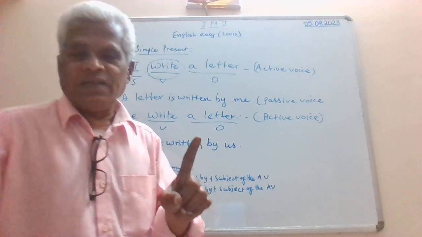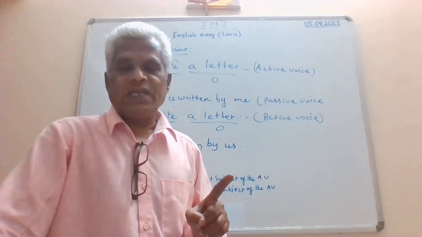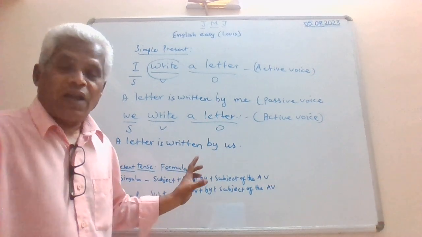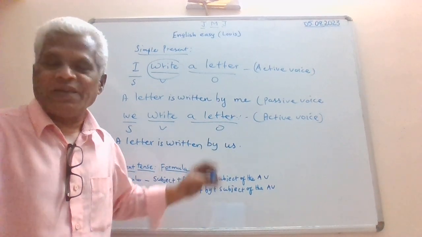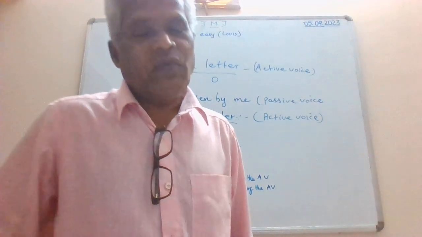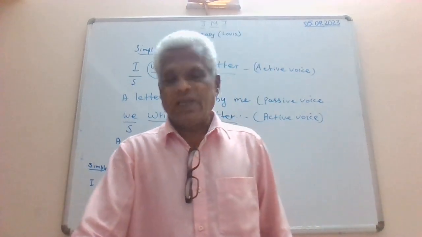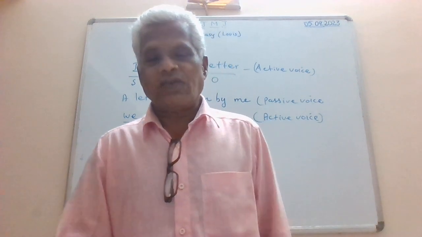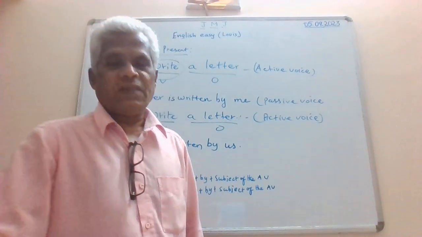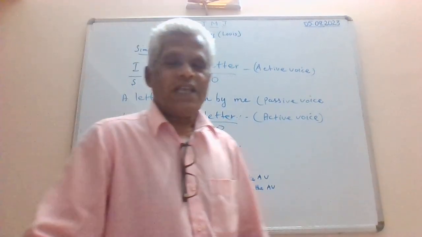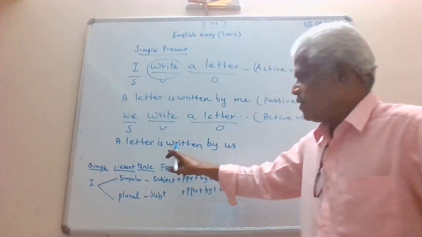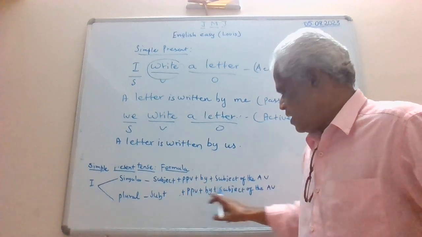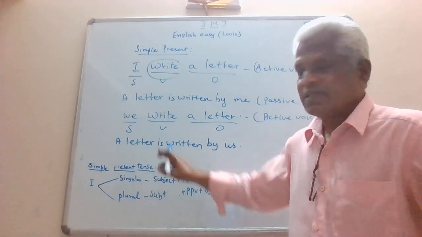See, for one first person singular and plural, it takes such a long time to understand according to the rules and regulations. This is just like mathematics, my dears. That's why I keep on telling you, grammar is like mathematics. If you understand it very clearly, it becomes very easy and we score 100 out of 100. Very simple. Okay? So, just go through it. A letter is written by us. Go through the rules here and you can write it exactly as it is.